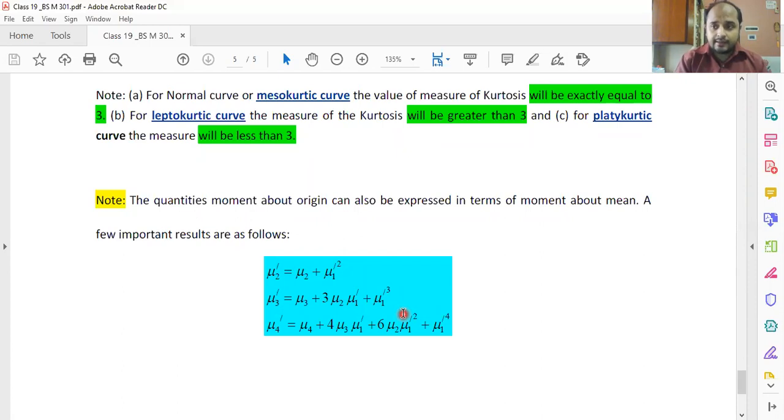But don't think that with the earlier formula, that means when I wrote mu2 in terms of mu2 prime or mu3 in terms of mu3 prime, I only changed the side of the items from left to right, or right to left, to get this. No, that hasn't been done in that manner. You can check it by yourself. By changing sides, these things will not come. The coefficients will not be similar.